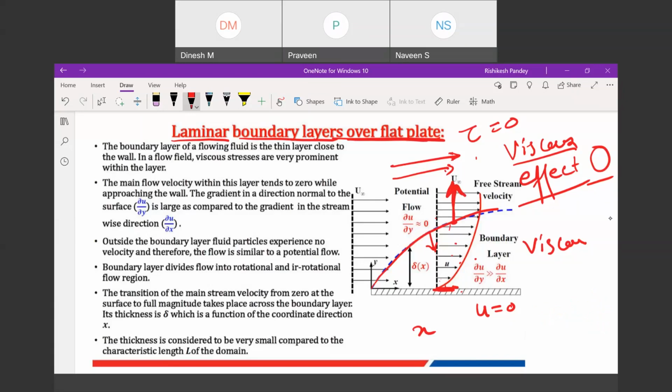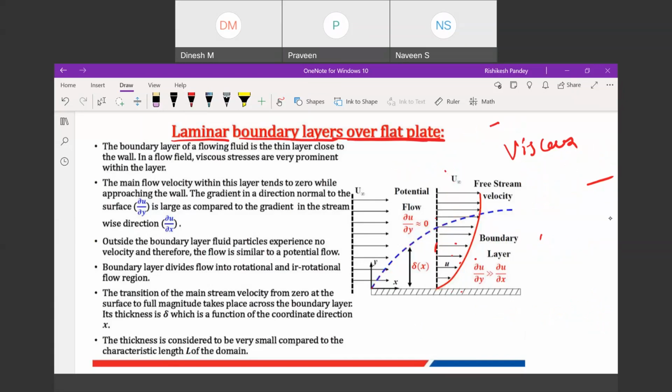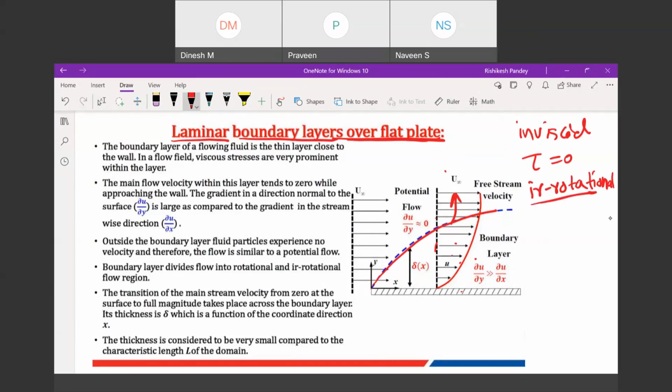Again, you can note this point. Outside the boundary layer, the flow is inviscid, or the viscous effect is negligible, shear stress is 0, and the flow is irrotational. And if the flow is irrotational, then we call it irrotational flow or potential flow. So outside the boundary layer, you can note these 4 points: inviscid, shear stress is 0, irrotational flow, and it is potential flow.